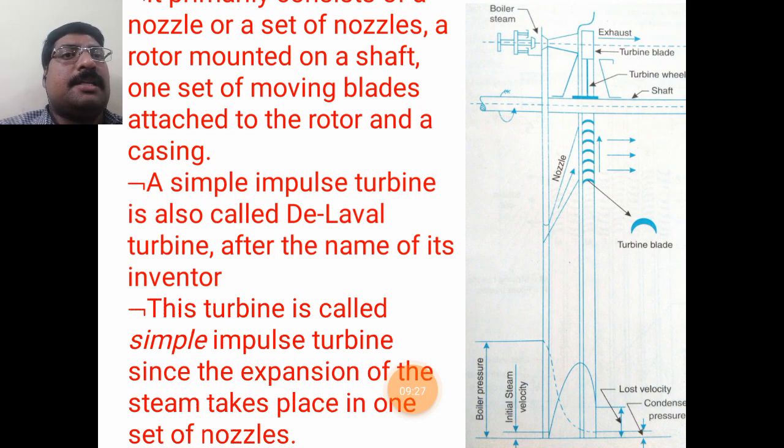The simple impulse turbine is also known as the De Laval turbine. Okay. So this turbine is called a simple impulse turbine since the expansion of steam takes place in only one set of nozzles.